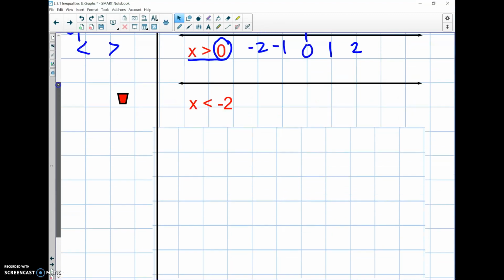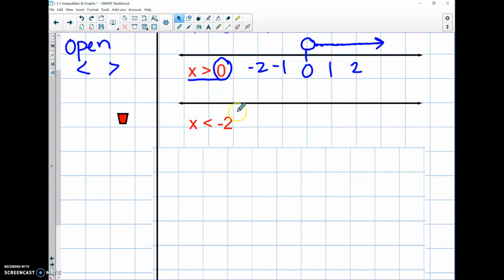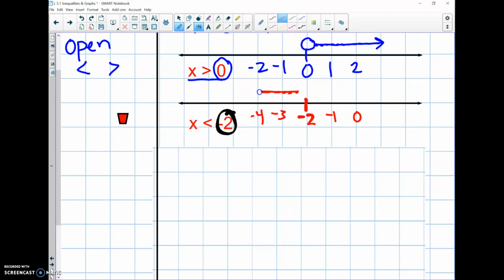In the next problem, x is less than -2. The number involved in this problem is -2. So I'm going to start in the middle of the graph with -2. I'm going to put numbers to the right, -1 and 0, numbers to the left, -3 and -4. All the numbers that are less than -2 are the numbers that go to the left, so I draw an arrow to the left. It's only less than, it's not equal to, so I put an open circle.